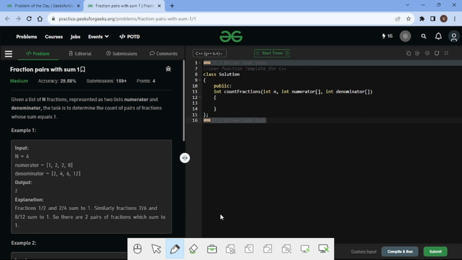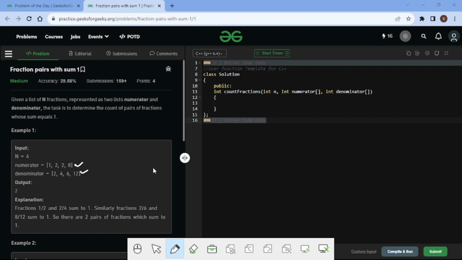Hello guys, today's question is fraction pairs with sum one. The question says that given a list of n fractions represented as two lists, numerator and denominator, the task is to determine the count of pairs of fractions whose sum equals 1. So the numerator and denominator of each fraction is given, and we have to return the count of such pairs of fractions whose sum equals 1.